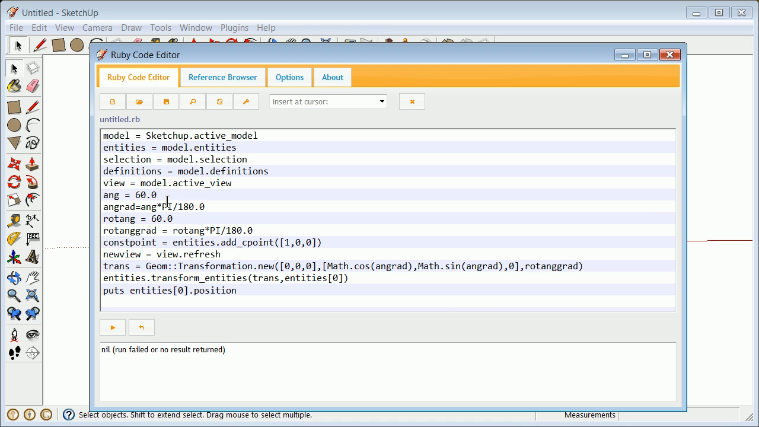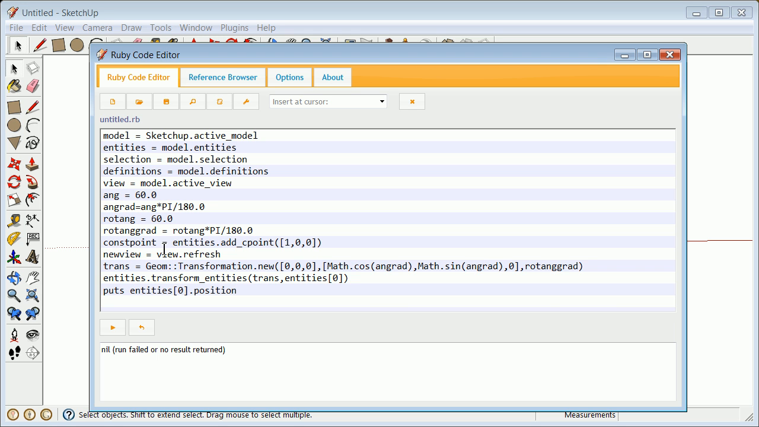All right, so we've got the angle in the XY plane, and then we convert that. Now we have the rotation angle. This is a positive 60 degrees, and that is converted. So right now we have 2 variables that we're really dealing with: the axis angle in radians, and the rotation angle in radians.